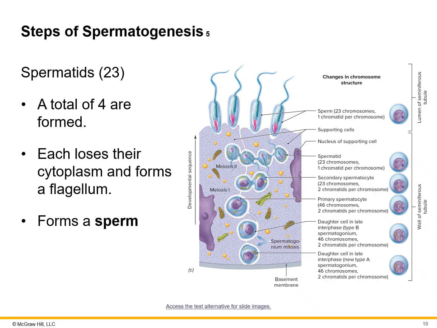Okay, so this whole process, the end result of that is what I've said before. The end result of spermatogenesis is 4 sperm. So it's 4 sperm per 1 spermatogonium. Okay, so make sure you write that down. We'll go to slide 19.